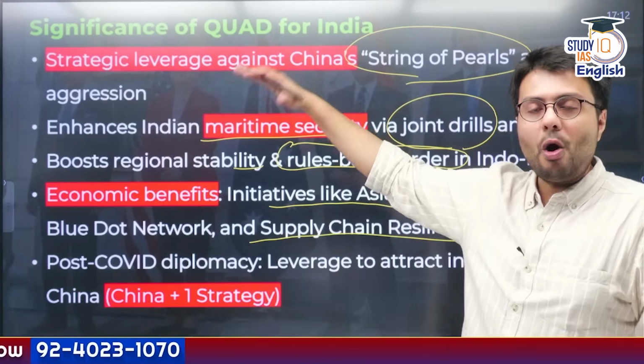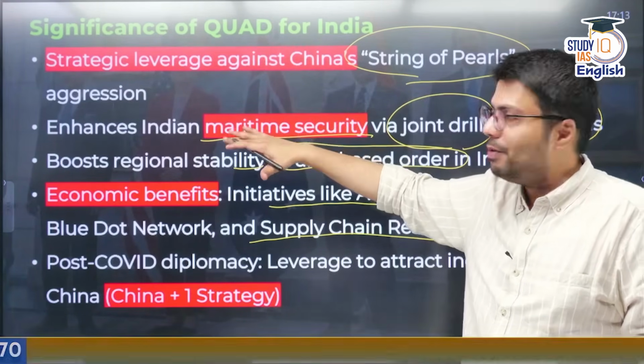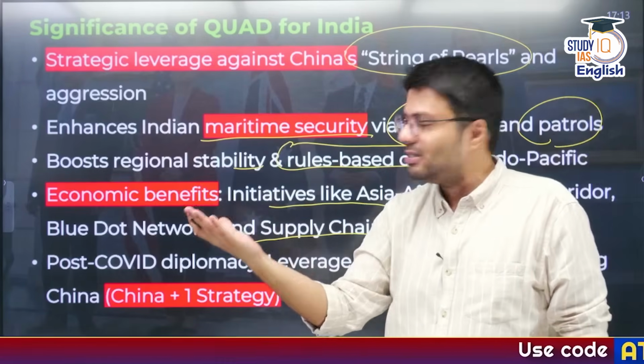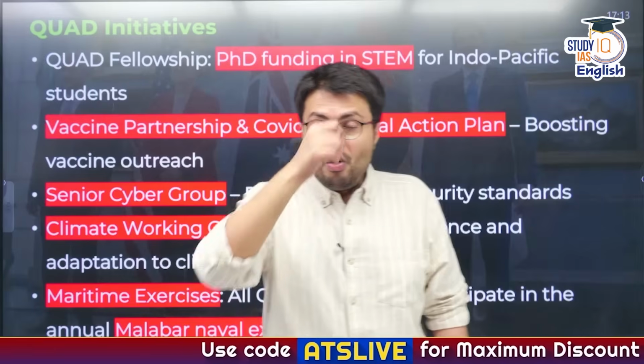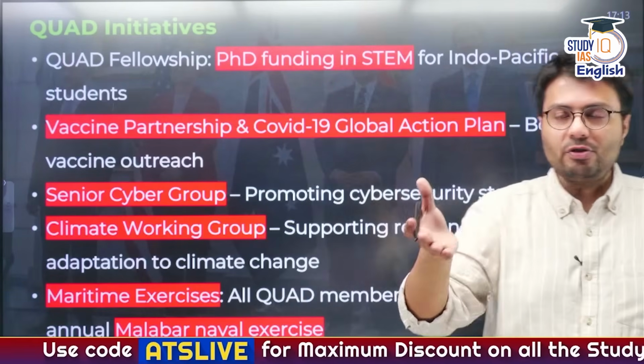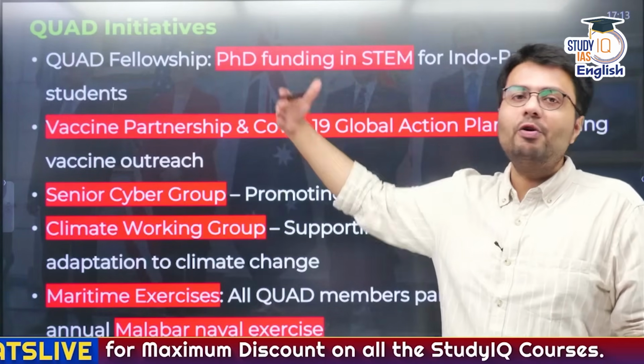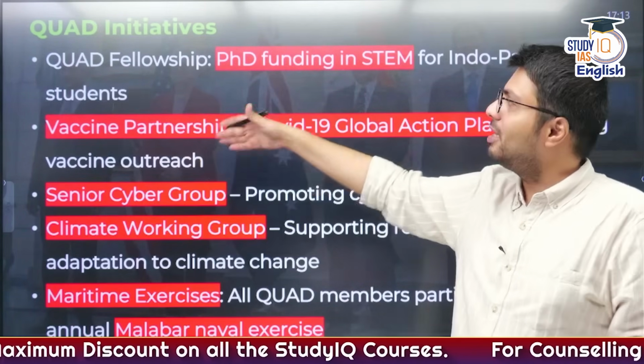So this is how Quad not just ensures security benefits, but also ensures economic benefits for India. That is the China Plus One strategy, right? Now, there are many other Quad initiatives also, so let us take a look at them before we look at the Critical Minerals Initiative.